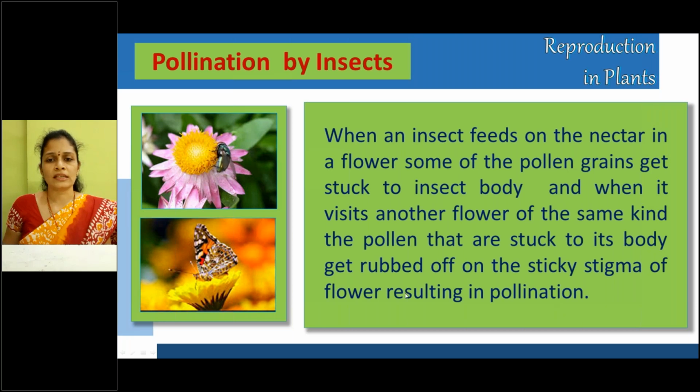So when this insect feeds on the nectar of a flower, some of the pollen grains get stuck to its legs or its body. And when it visits another flower, the pollen gets rubbed off and falls on the sticky stigma, which results in pollination.